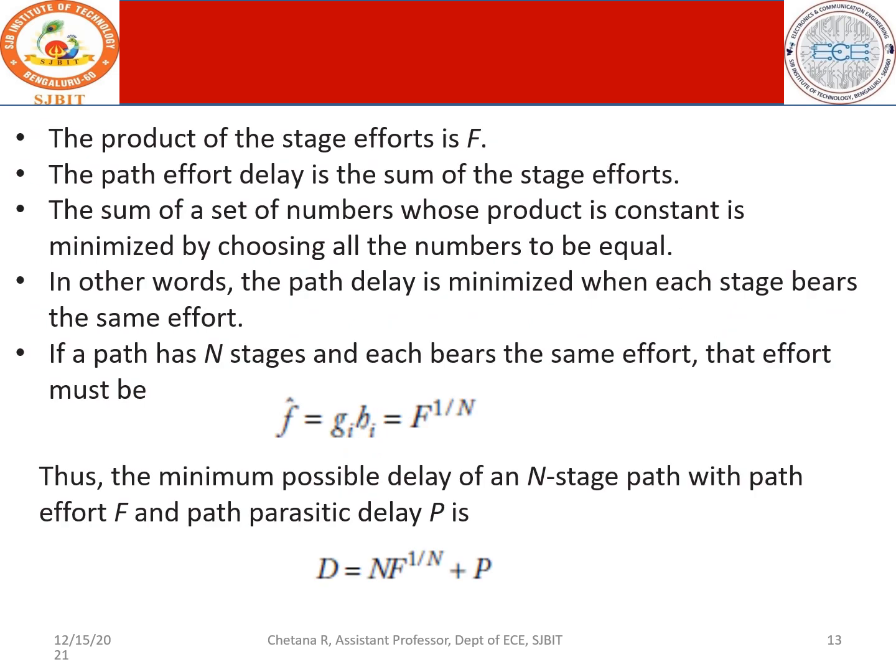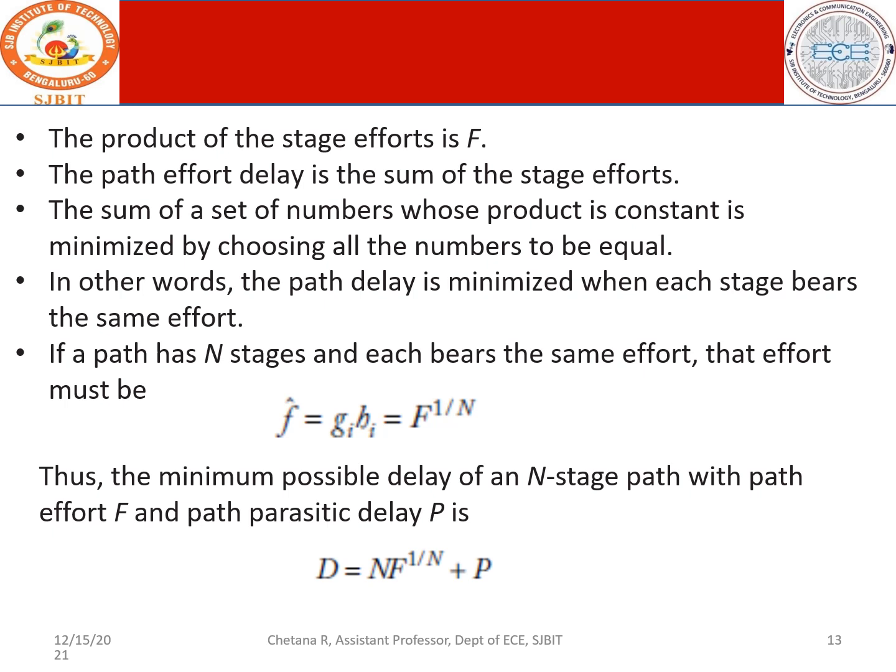So the product of the stage efforts is F. Path effort delay is the sum of the stage efforts. Just now we had a discussion: the sum of a set of numbers whose product is constant is minimized by choosing all the numbers to be equal. Therefore, in other words, the path delay is minimized when each stage bears the same effort.